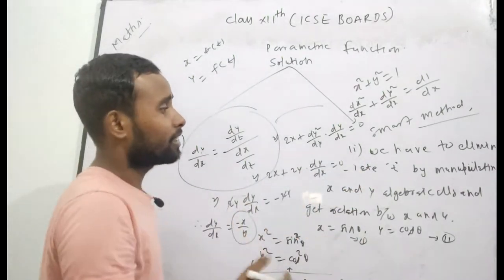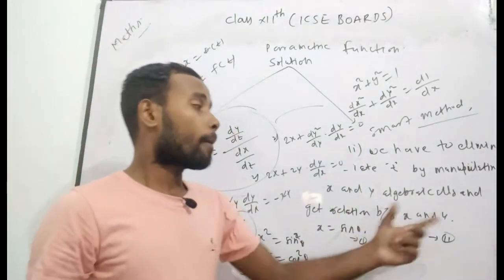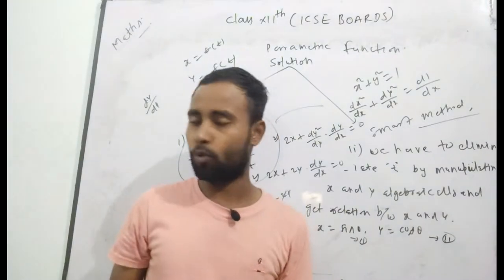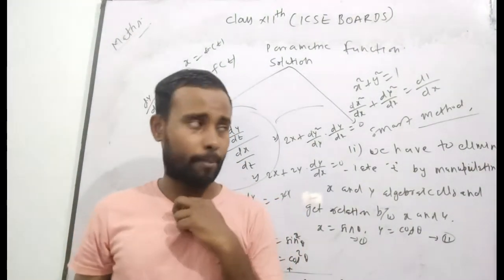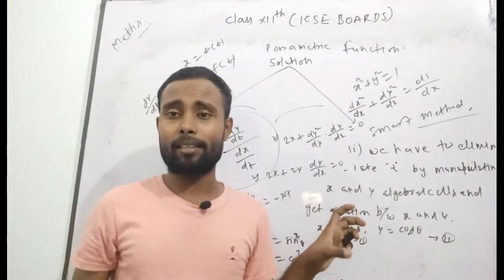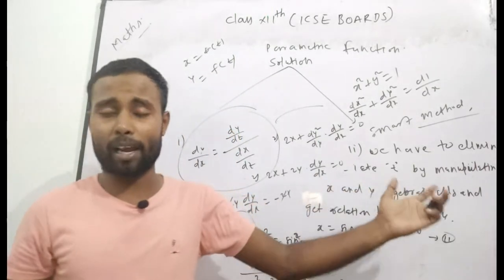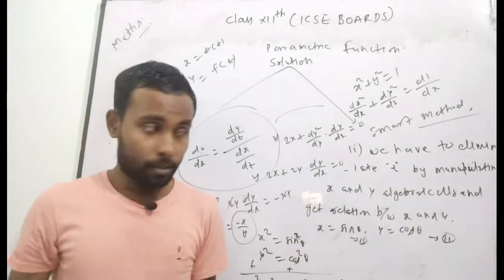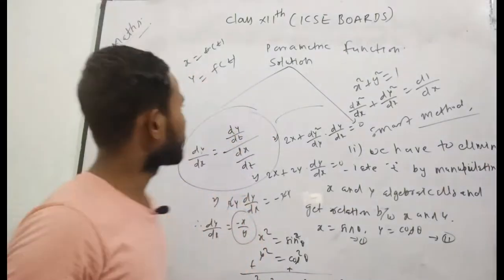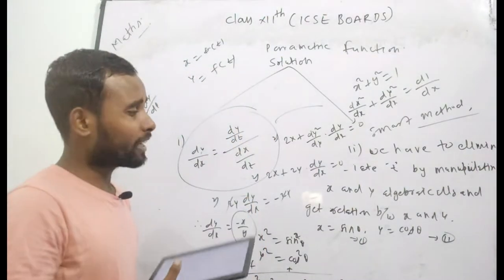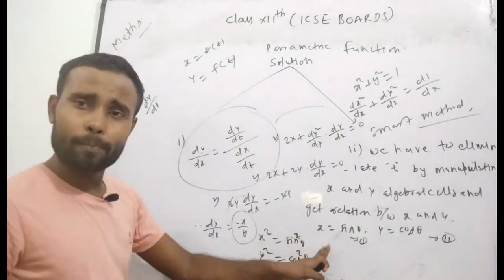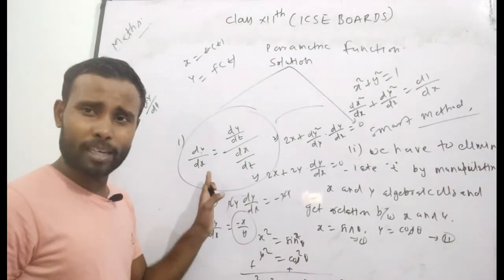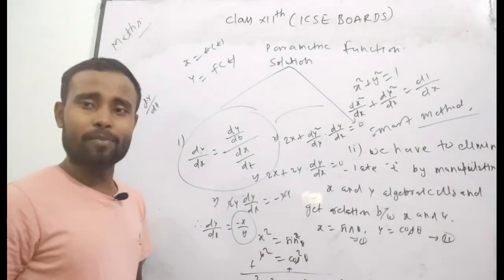This is the method called eliminating the third variable. This is a very standard alternative method through which you can find dy/dx. I think you understand very well, and this is your general method. You can also find dy/dx using this method. I think you understand very well.